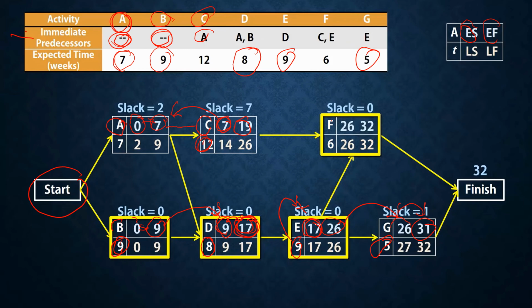Here in F, F depends on C and E. It has two paths, so it will start after the highest one, which is 26. So F will start at 26 after finishing E, and it requires 6 weeks of process. 26 plus 6, 32. So the finish for this project requires 32 weeks.